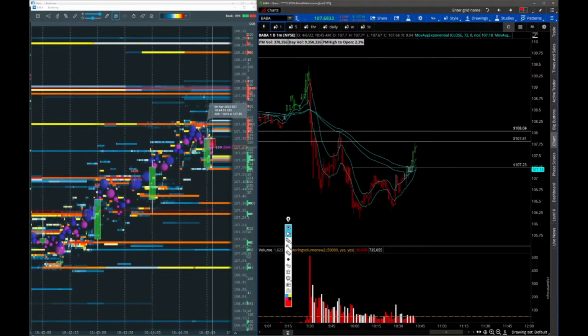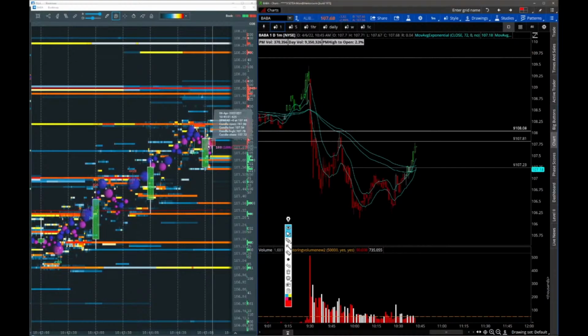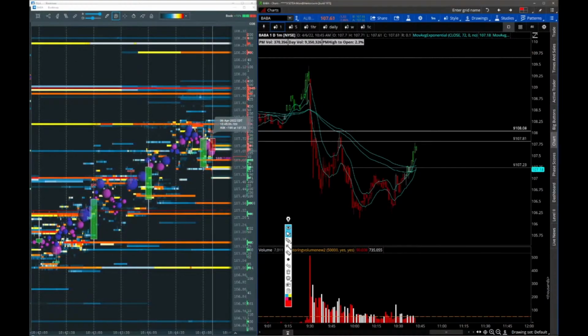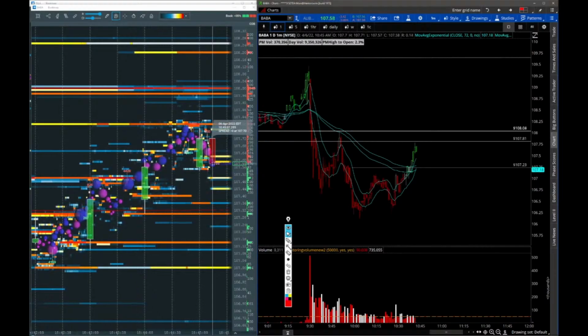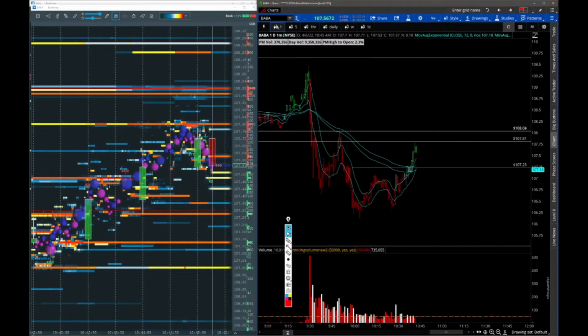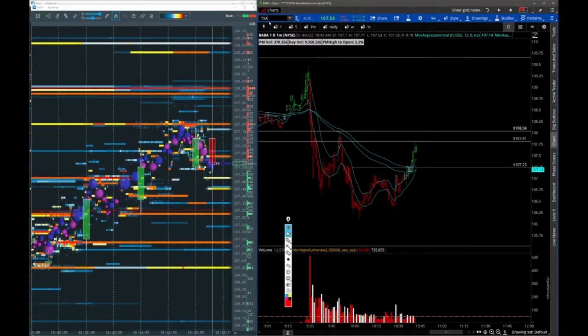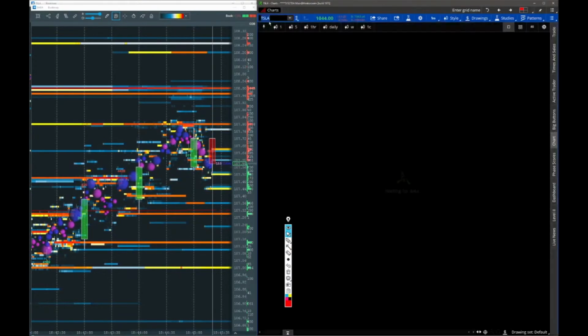Okay, first selling pressure over here. You can see this seller at the 107.70s. So I'm out for now. Let's check again Tesla.